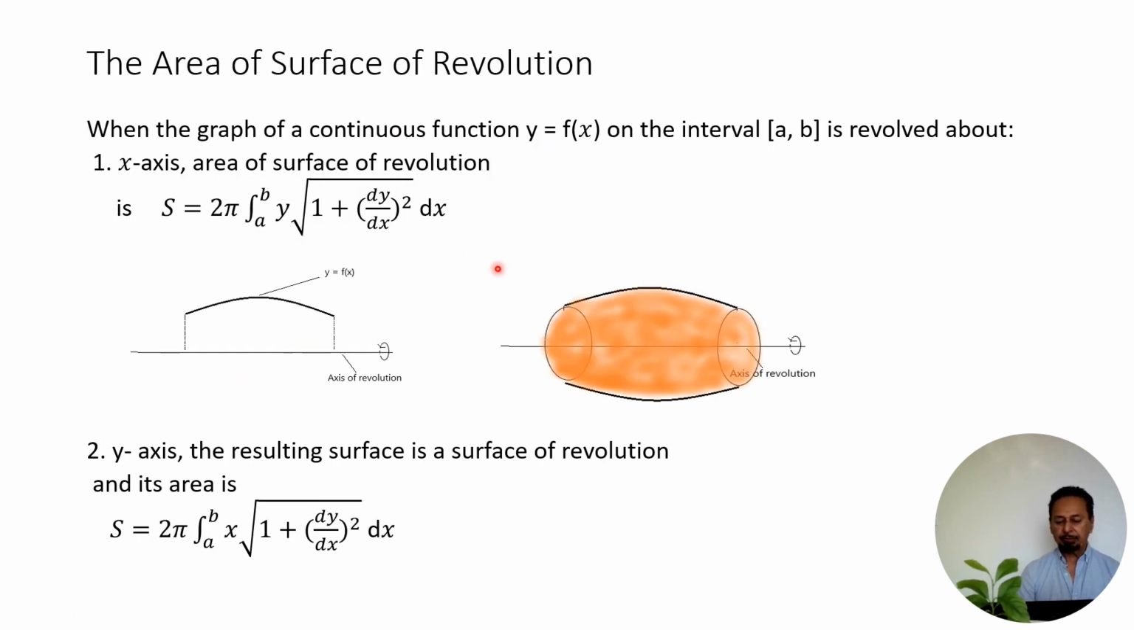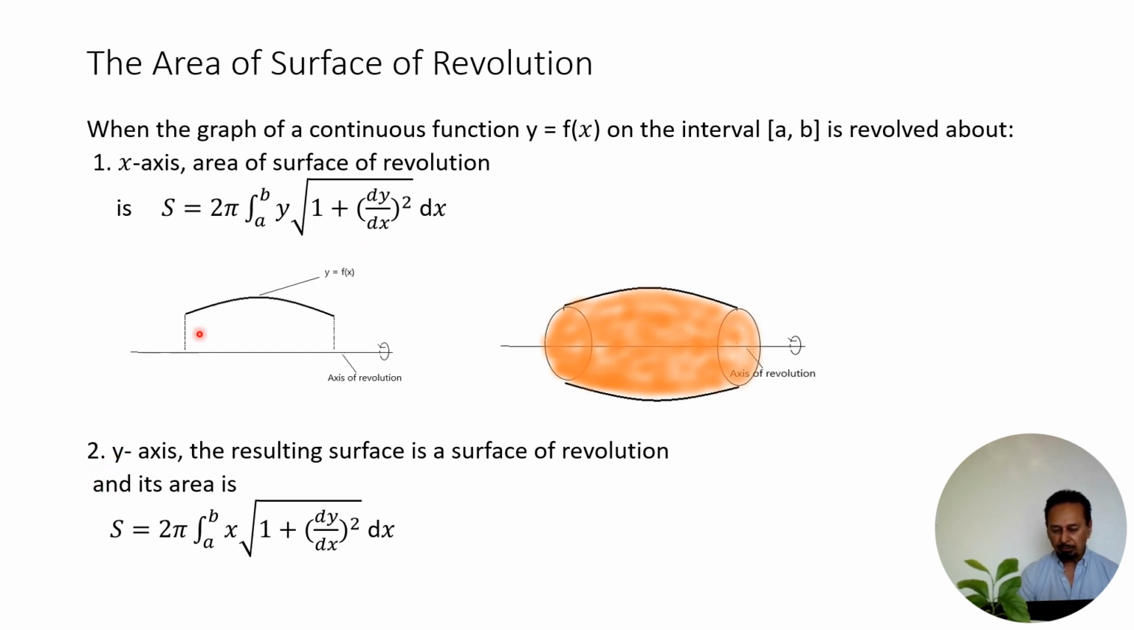Okay, the area of a surface of revolution. When the graph of a continuous function y equals f of x on the interval a b is revolved about the x-axis, you get this kind of solid. So the surface area of this solid is given by this formula: 2 pi integral from a to b of y times the square root of 1 plus (dy over dx) squared dx.